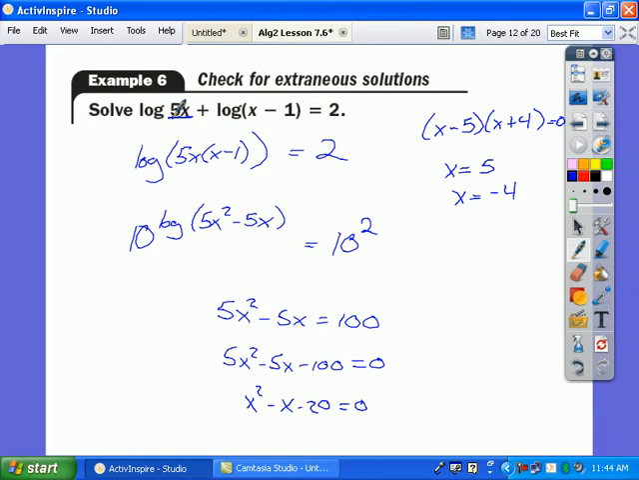What that means is if I plug in x equals negative 4, that's going to make this negative 20. That's not greater than 0. That solution's extraneous. If you plug in the other one, since this is common log, anyone can plug this into any calculator. And if you plug in 5, you get log of 25 plus log of 4. And if you punch that in, it does indeed equal 2. Okay?